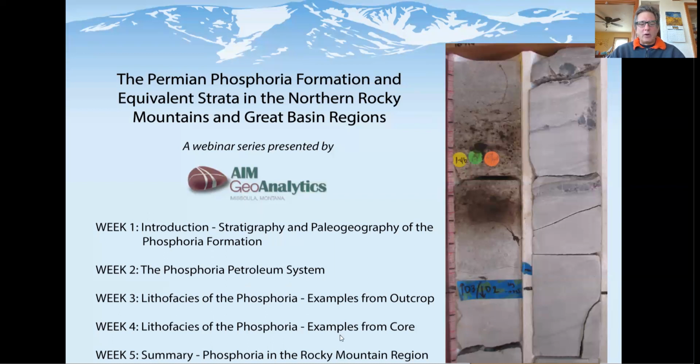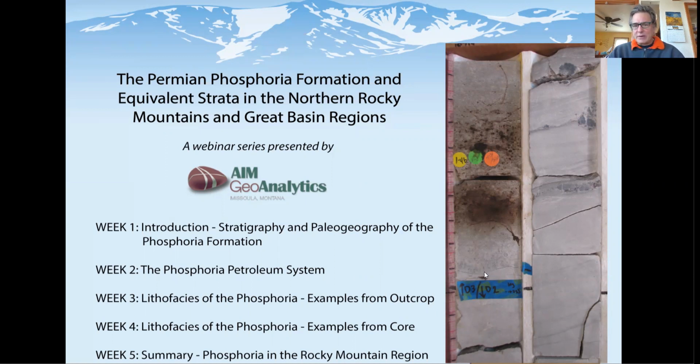And we're going to move a little further east this week up onto the Wyoming shelf and have a look at some Phosphoria equivalent lithofacies from core. And here's one core. This is the core we're going to be focusing on mostly this week. This is the Nance Alvarado Unit 26-2. And this is a core that was cut from the southeastern Bighorn Basin.